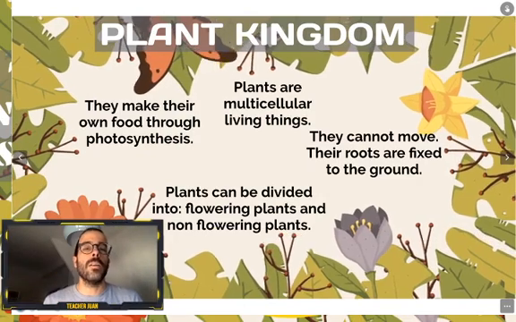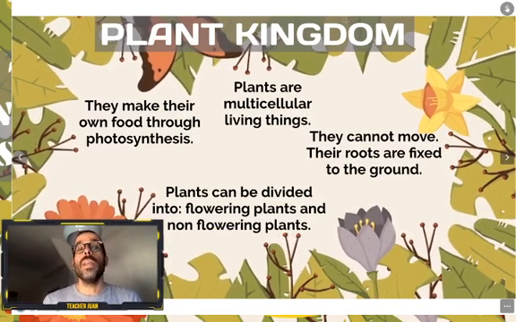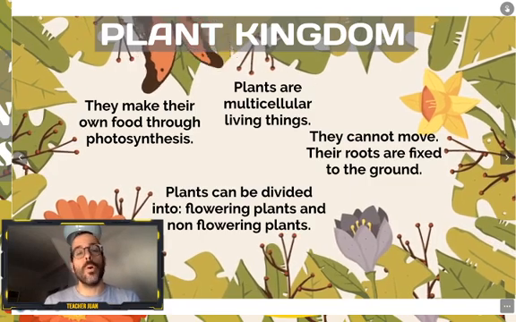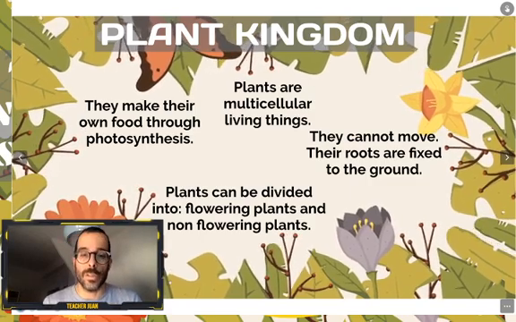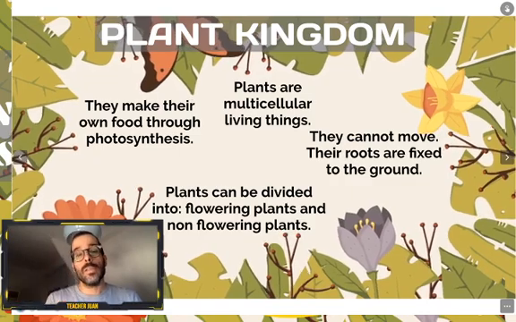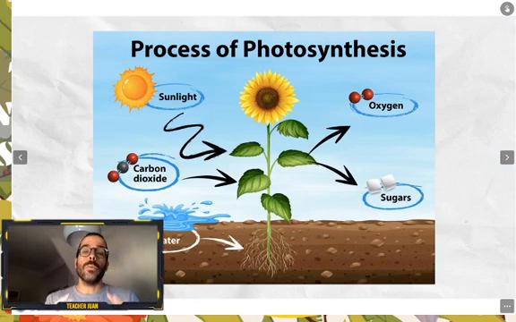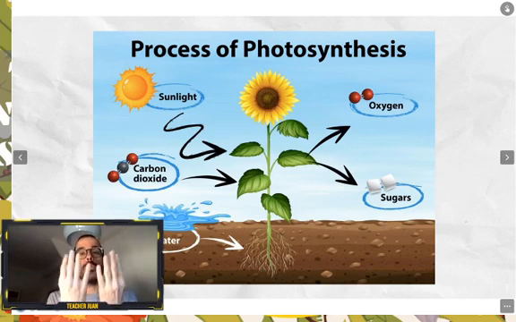Several facts about this plant kingdom. They make their own food through a process called photosynthesis. You should know this, but we can't see it. The process of photosynthesis is this. The plant receives sunlight, carbon dioxide, water and minerals. Water and minerals through the root, and carbon dioxide and sunlight through the leaves, okay?